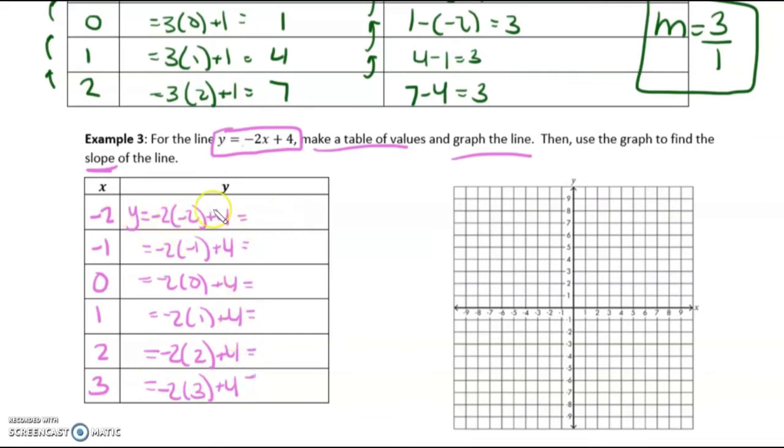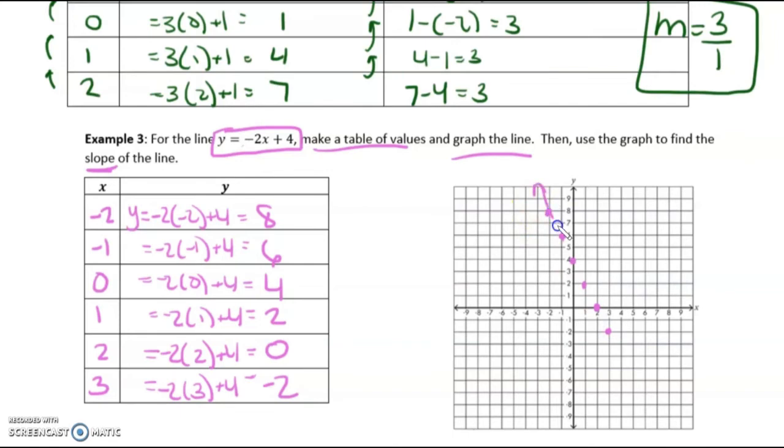Okay, so we're going to get the values. That's 4 plus 4 is 8. That's going to be 2 plus 4 is 6. 0 plus 4. And negative 2 plus 4 is going to be 2. We're going to get 0 and then negative 2. So if we take these table of values and we graph them, we're going to get negative 2 comma 8. Negative 1 comma 6. 0 comma 4. 1 comma 2. 2 comma 0, 3 comma negative 2.